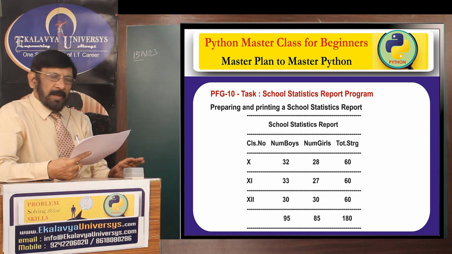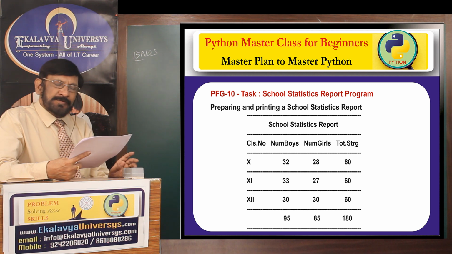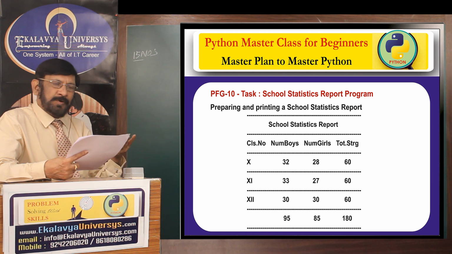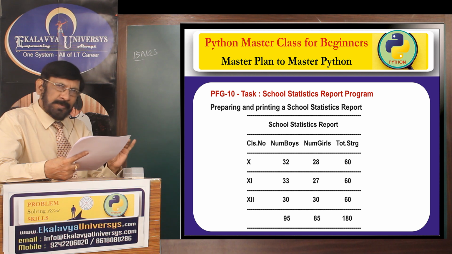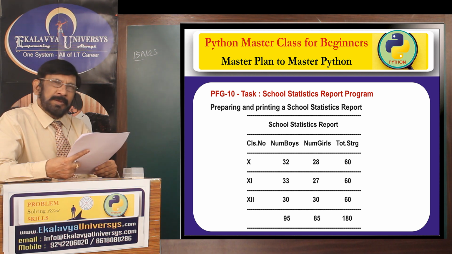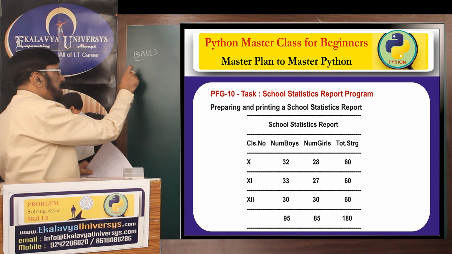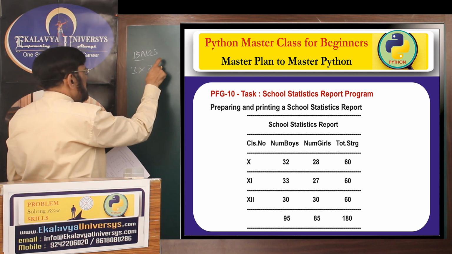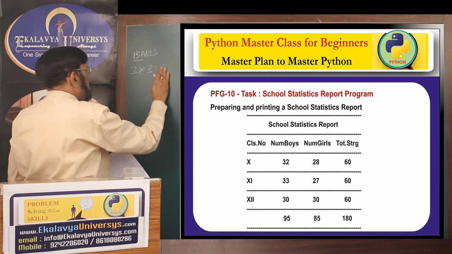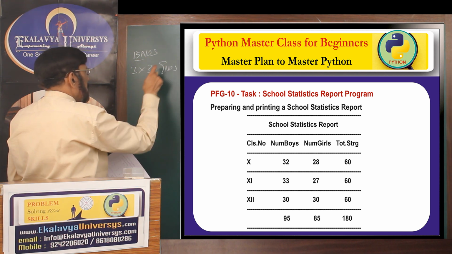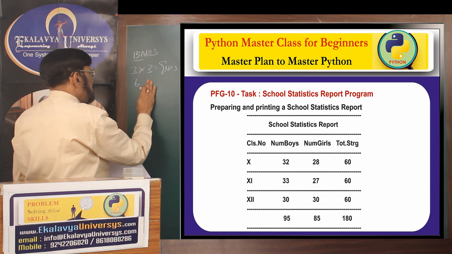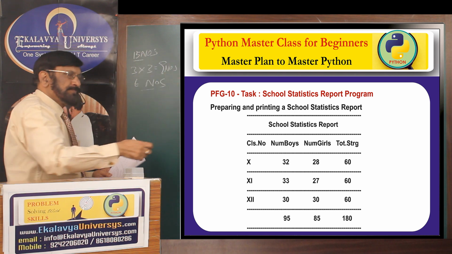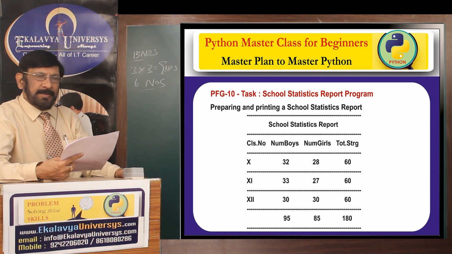Out of that, how many are input variables? Here, if you see, the input variables are: class number is an input variable for every class, number of boys is an input variable, number of girls is an input variable. So for each class, how many input variables are there? 3. 3 into 3, now 9 are input variables. And how many are output variables? 6 are output variables. Now that is the clarity regarding variables.